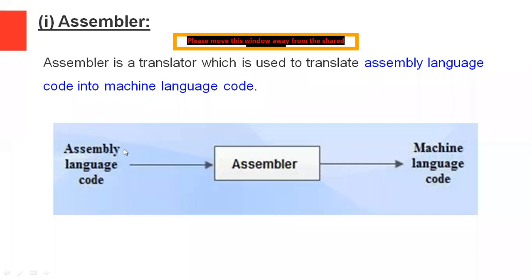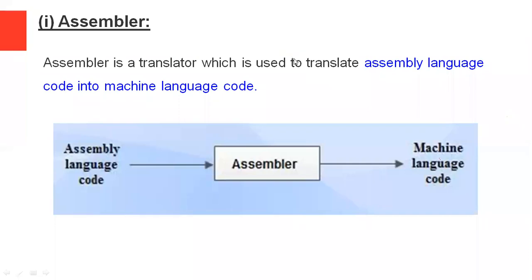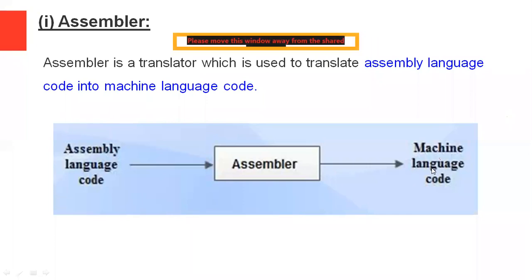Right. So these are the assembly language code. So what did I say assembly language is? The language is in the form of English words. Okay, so those words are converted by using the assembler into machine language code. Machine language code is in terms of zeros and ones, right? So this is the assembler. What is an assembler? Assembler is a translator which is used to convert an assembly level language code into machine level language code. So that is the assembler.